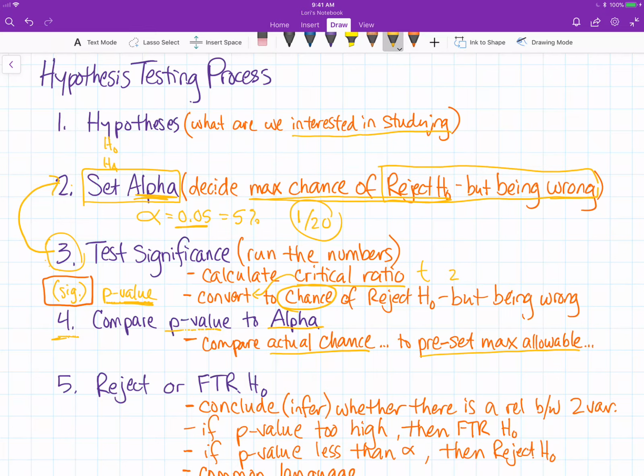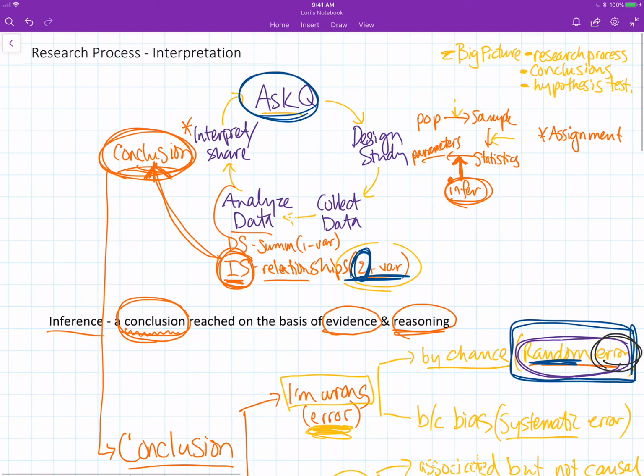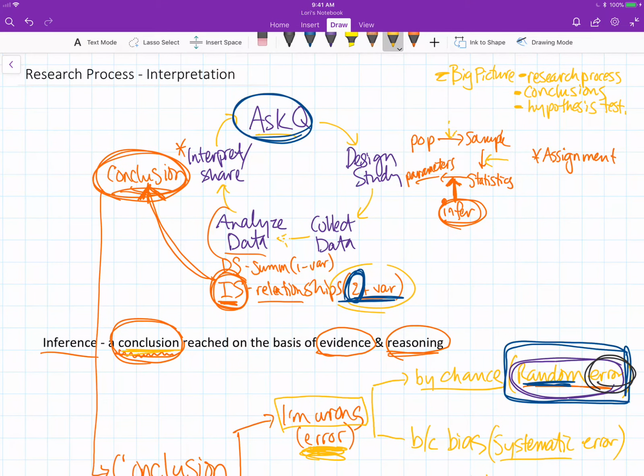And then based on that comparison, our final step is to either decide to reject the null or to fail to reject the null. In other words, we're concluding, we're inferring. Remember, inference, I'm going to go back up to the definition. Inference is a conclusion reached on the basis of evidence and reasoning. And so here we are, coming to a conclusion and basing it on the evidence that we've drawn.